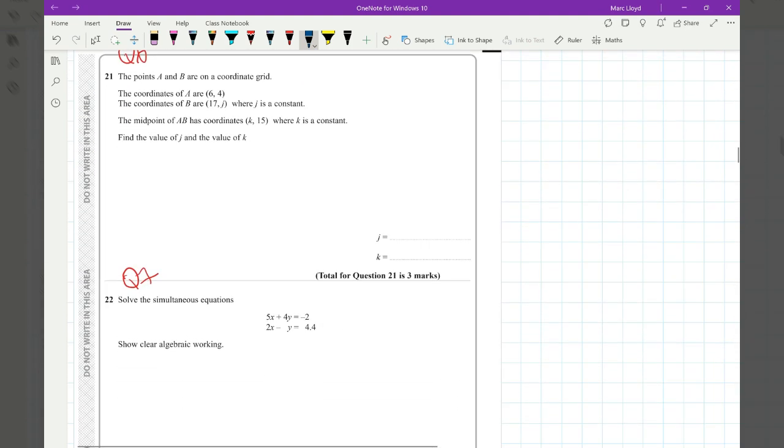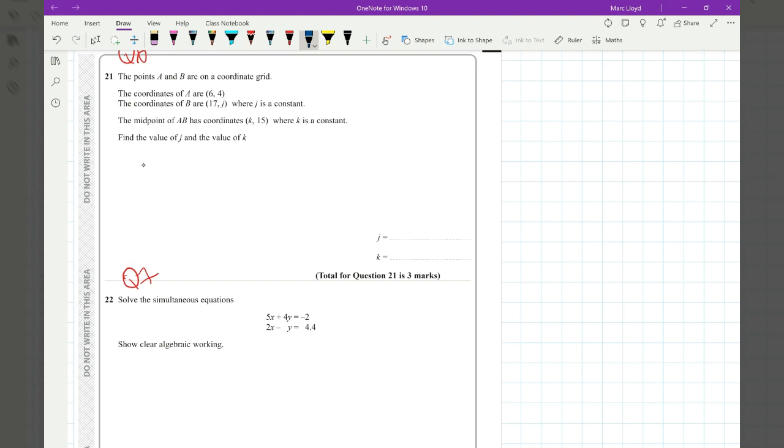Okay. Question 6. We'll give this one a go. I think I've got time. Points A and B are on a coordinate grid. Point A is 6, 4. B is 17, J, where J is a constant. The midpoint of AB has coordinates K and 15. Find the value of J and K.